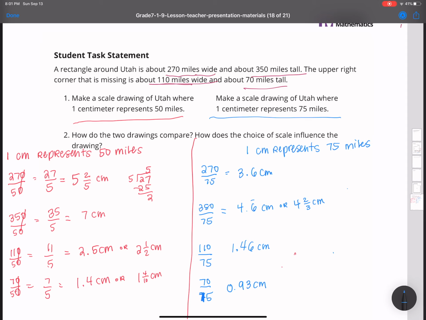So what you guys can do at home is use these measurements, my calculations, to create the new scale drawing. And I want you guys to answer number 2 on your own. How do these drawings compare to each other? What influence did the scale have on these drawings?